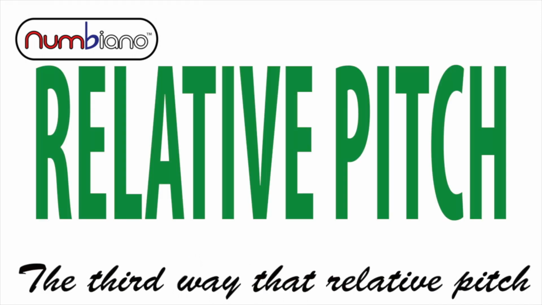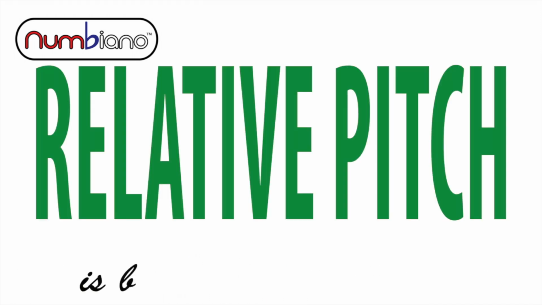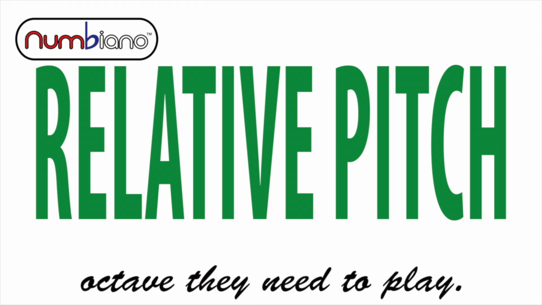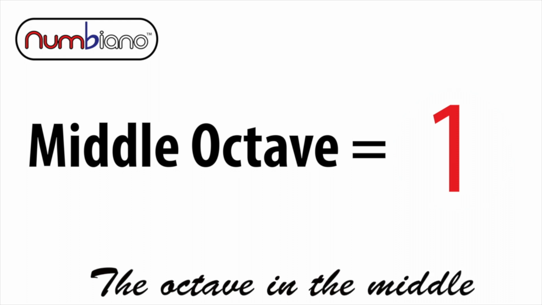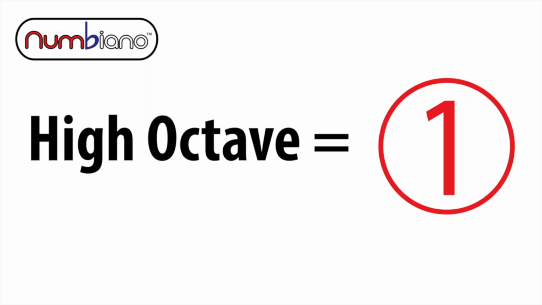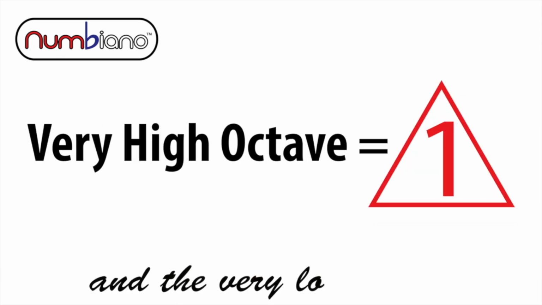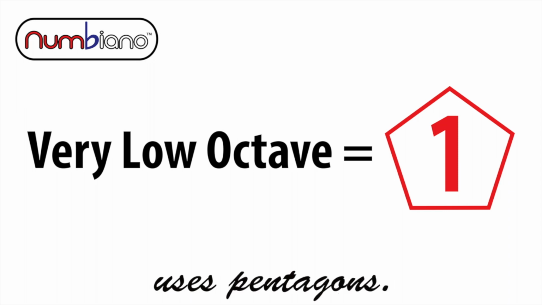The third way that relative pitch is communicated is by the different shapes that tell the user which octave they need to play. The octave in the middle has nothing around the numbers, the high octave uses circles, the low octave uses squares, the very high octave uses triangles, and the very low octave uses pentagons.